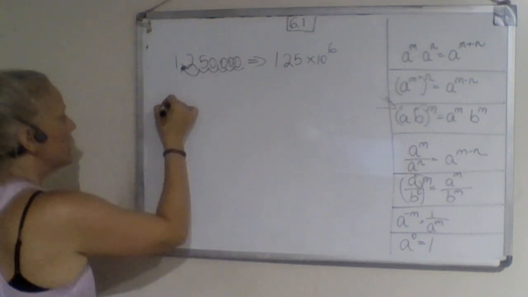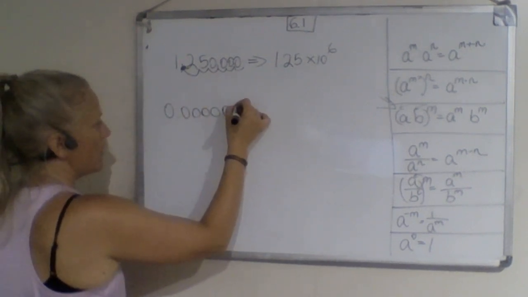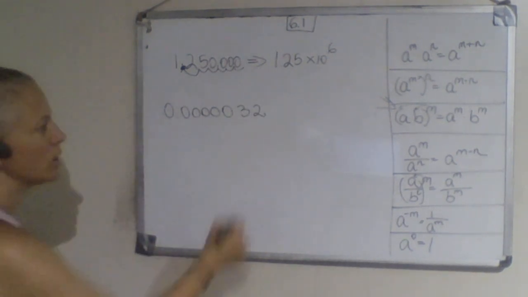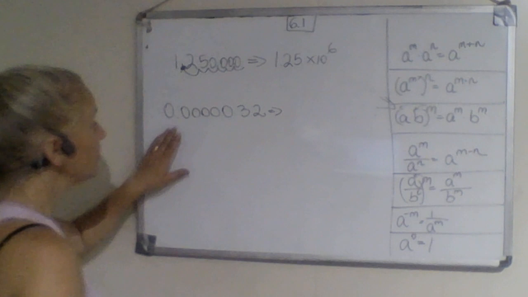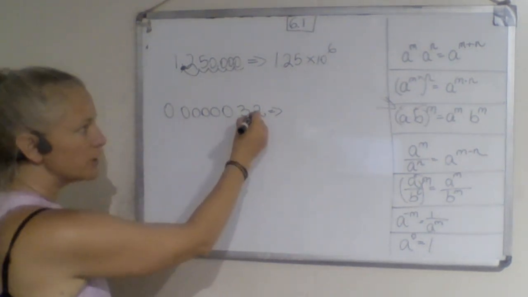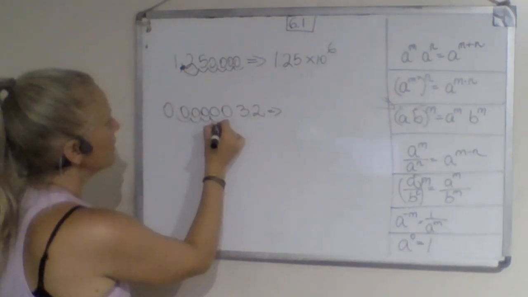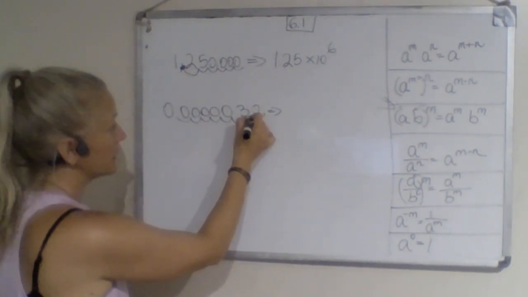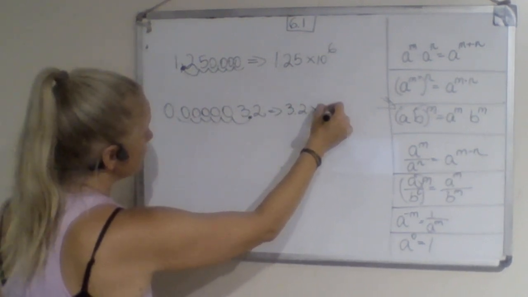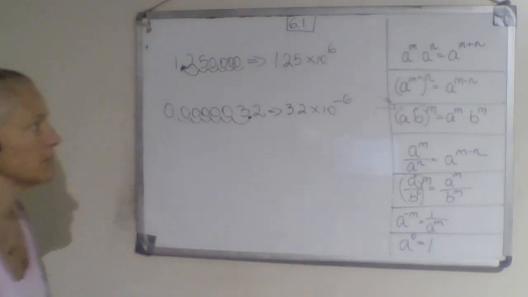What if we have 0.00000032? How do I write this as scientific notation? My decimal now goes the opposite way, right? I'm here. I need to bring it to where I have one digit before the decimal point. 1, 2, 3, 4, 5, 6. This becomes 3.2 times 10 to the, we moved to the right, becomes a -6. This is a quick review.